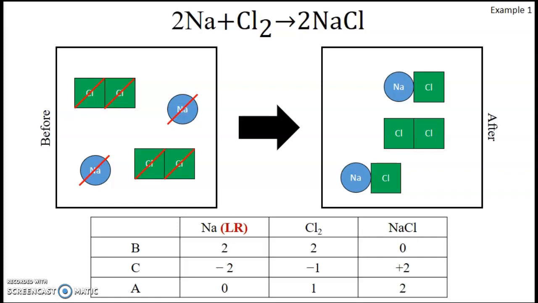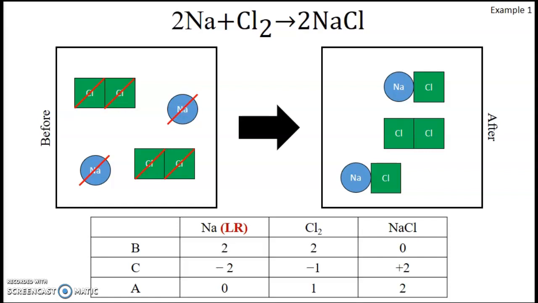I kind of just go back and map in the change row from my after picture. So there's no more sodium, but we started with 2, which means we had to have used up 2. We start with 2 chlorine, we end with 1, so that means we had to use up 1. We start with no sodium chloride, but we end with 2, so that means we would have to make 2 more.